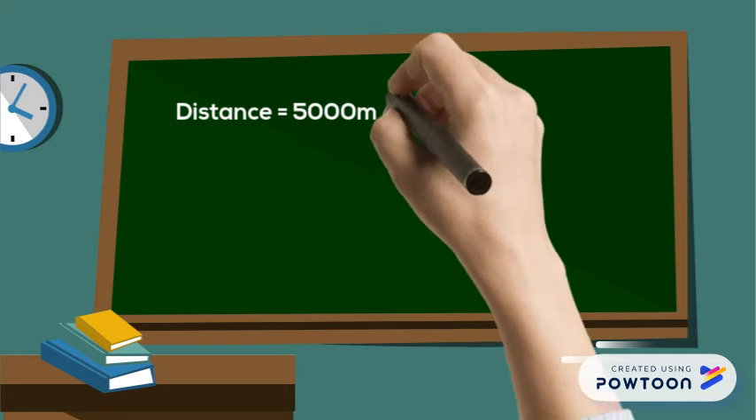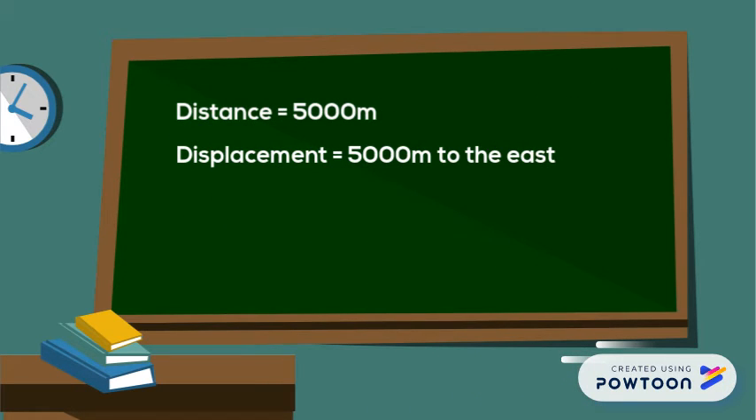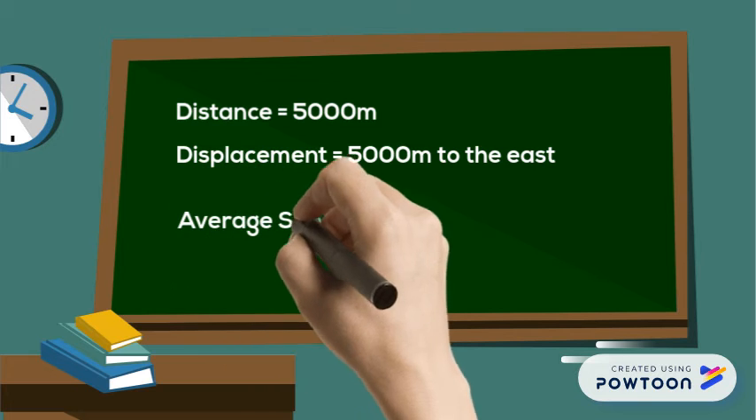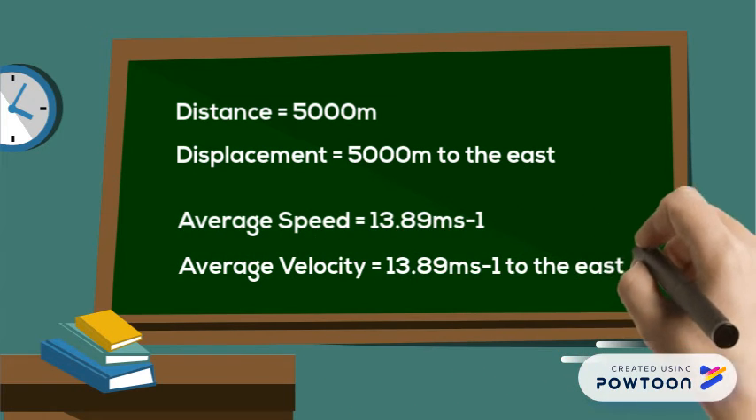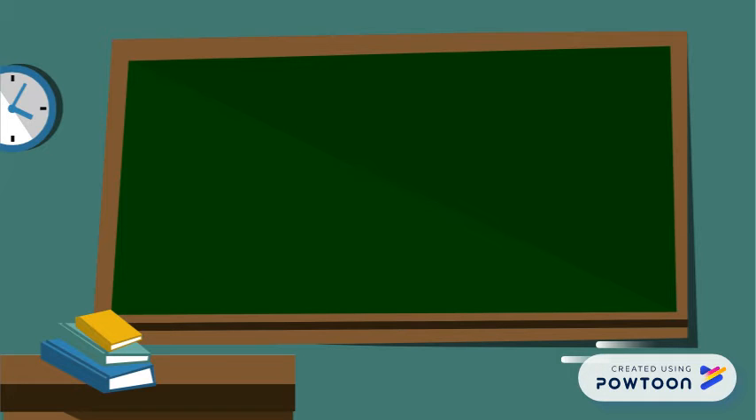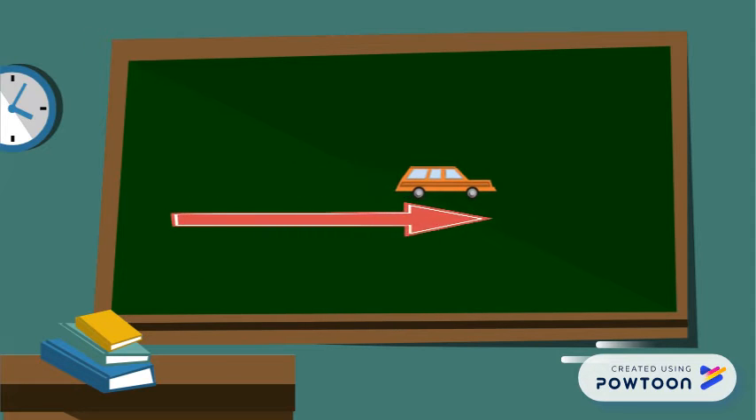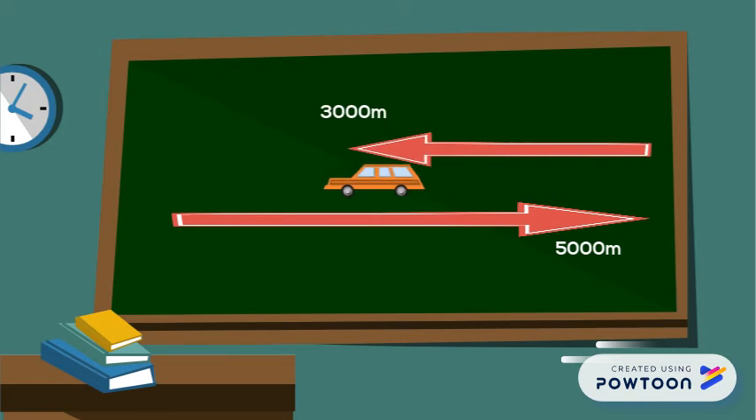In this example, we see very little difference between our scalar values, our distance and speed, compared with our vector values, our displacement and average velocity. This changes, however, when we begin to take into account multiple trips. For this example, let's say our car drives 5,000 meters to the east, as before, and then turns around and drives 3,000 meters to the west.